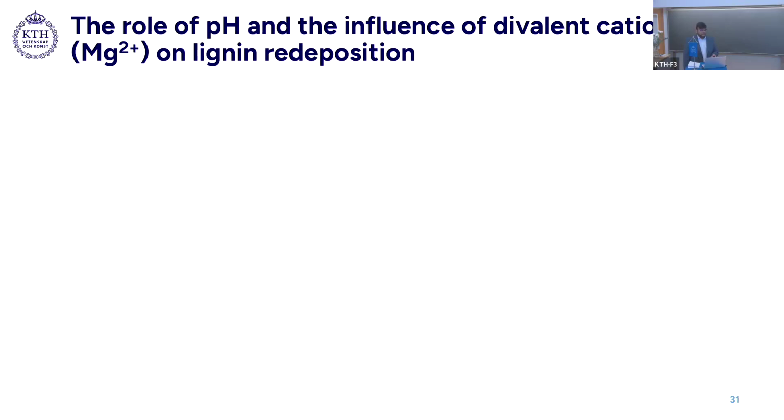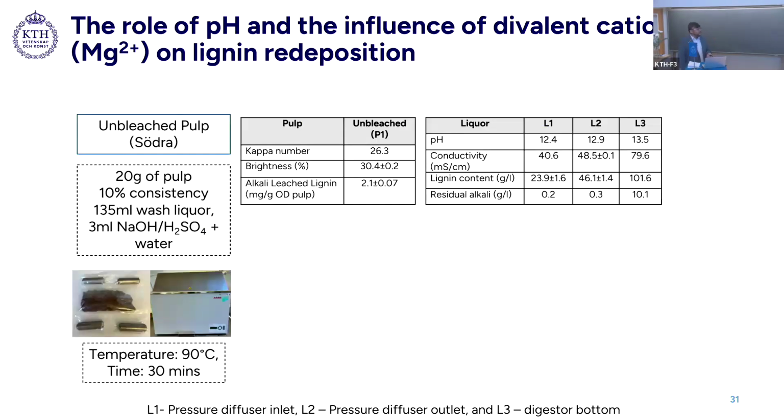And looking at paper number 4, as part of part 3, the role of pH and the influence of divalent cations, magnesium ion, on lignin redeposition was studied. Magnesium ion is one of the chaotropic salt ions, and it is also present in the system. That's the reason magnesium ion was selected. When we look into how the study was performed, unbleached pulp was obtained from the industry, and then the liquors L1, L2, L3, as shown here, were from different stages of industry.